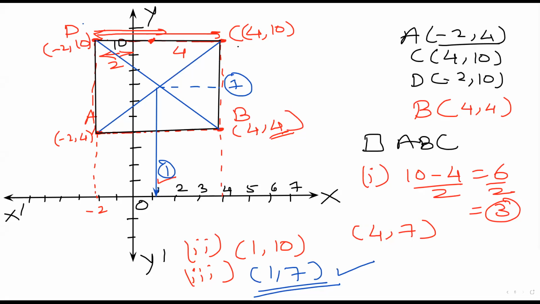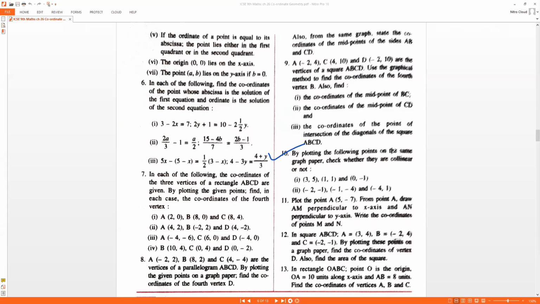Question number 10. By plotting the following points on the same graph paper, check whether they are collinear or not. What do you mean by collinear? This you can do for homework. Just let me explain. Any 2 given points in a plane are always collinear. Collinear means they lie on the same line, that means only one line can pass through them. So any 2 given points are always collinear.